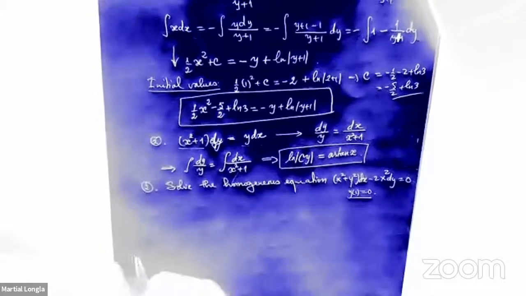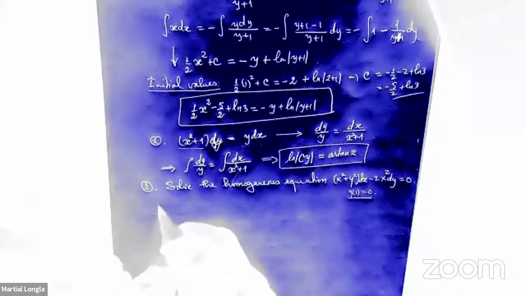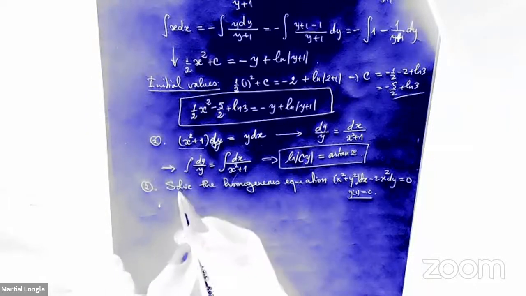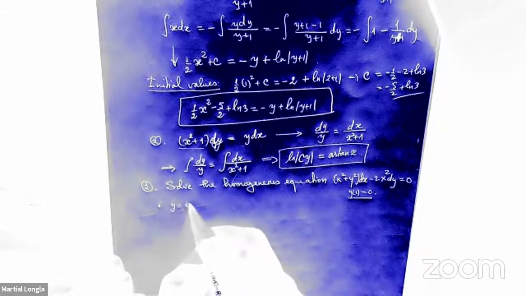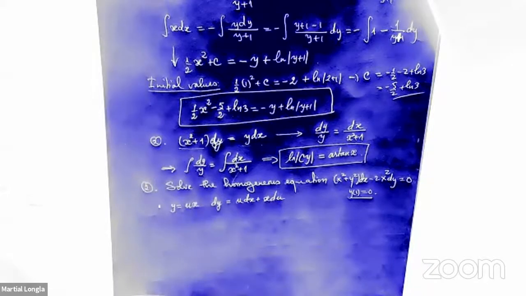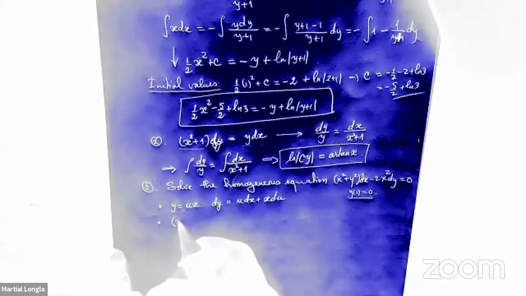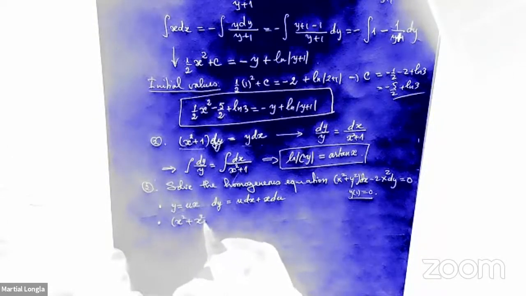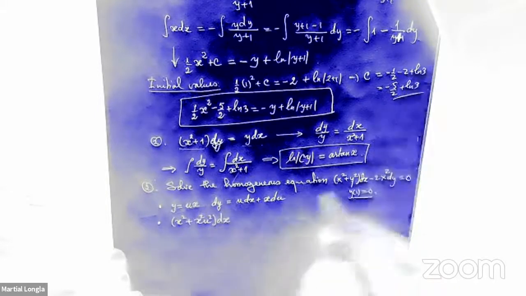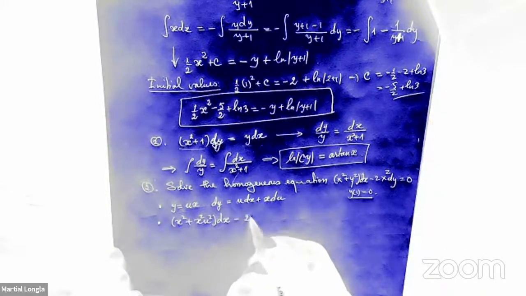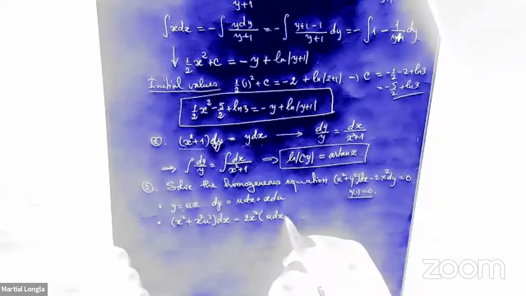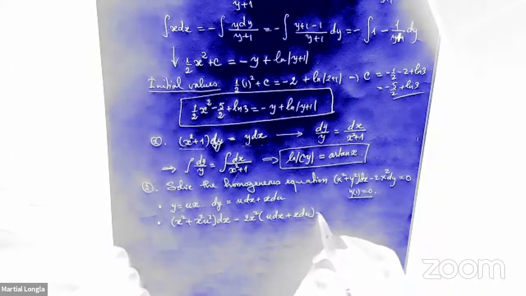Again, we start with x squared plus y squared. When you start a homogeneous equation, the first step is you set y equals ux and dy equals u dx plus x du. That's the first step. Then you substitute that into the equation, and this is going to be (x squared plus x squared u squared) dx minus 2x squared times (u dx plus x du) equals 0.